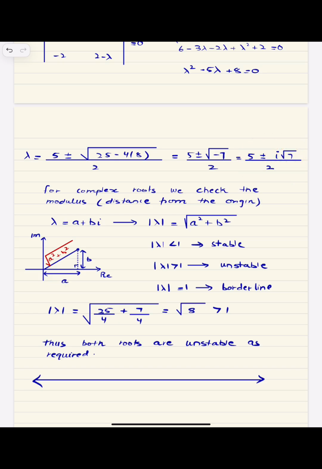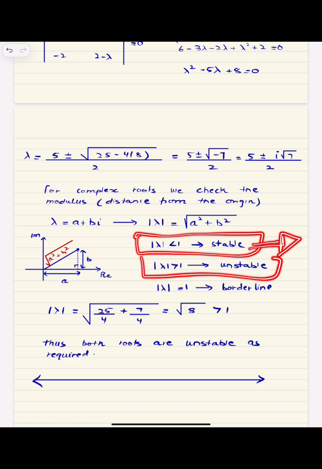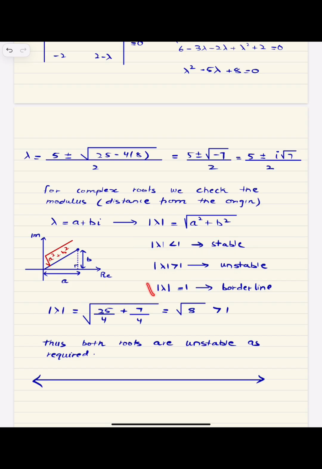When you end up with complex roots, all you have to remember is that you need to check the modulus of that complex root, which is basically just the radius. If the modulus is less than 1, then you have two stable roots, and that doesn't give you a saddle path. If the modulus is greater than 1, then you get two unstable roots, and then yes, you do get a saddle path. If it equals 1, there's nothing you can say about it.